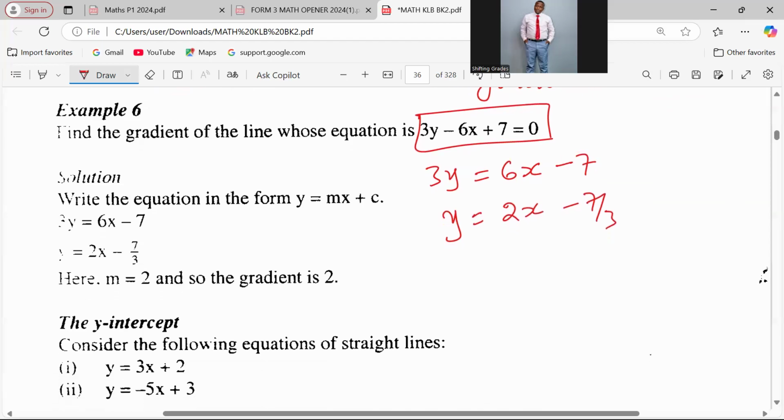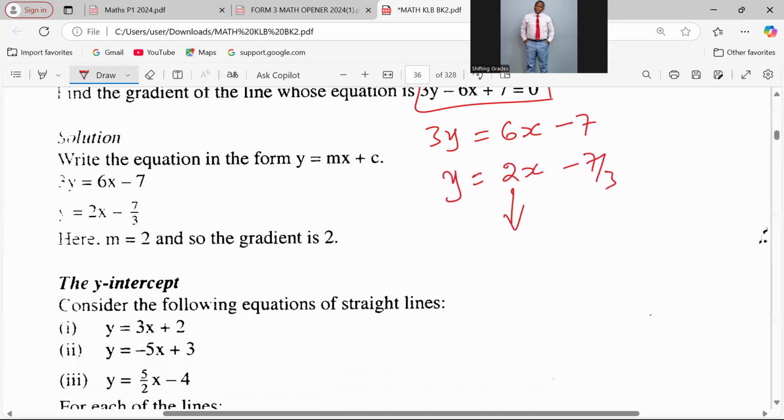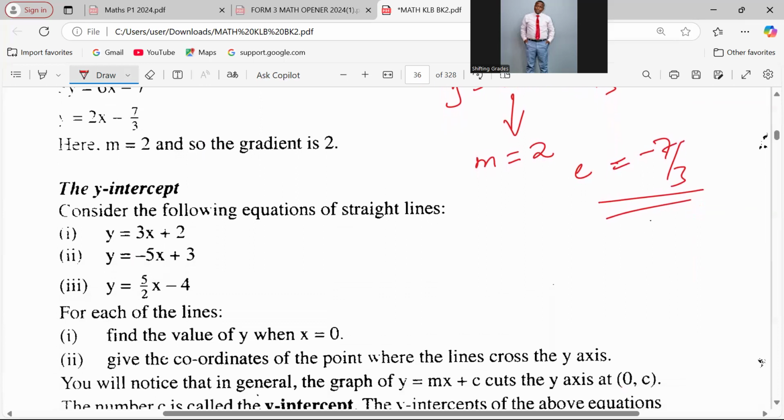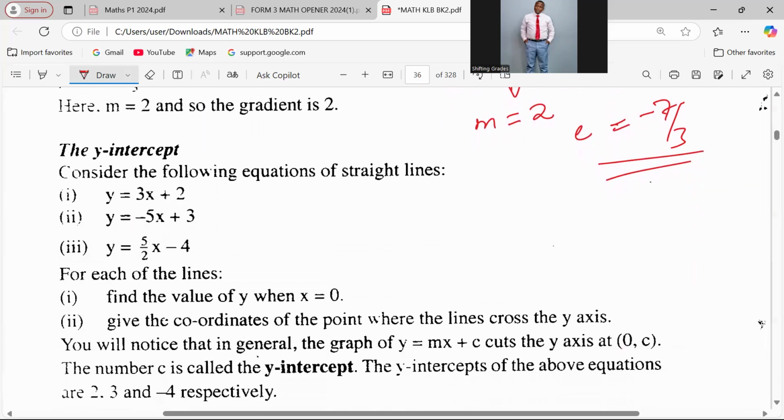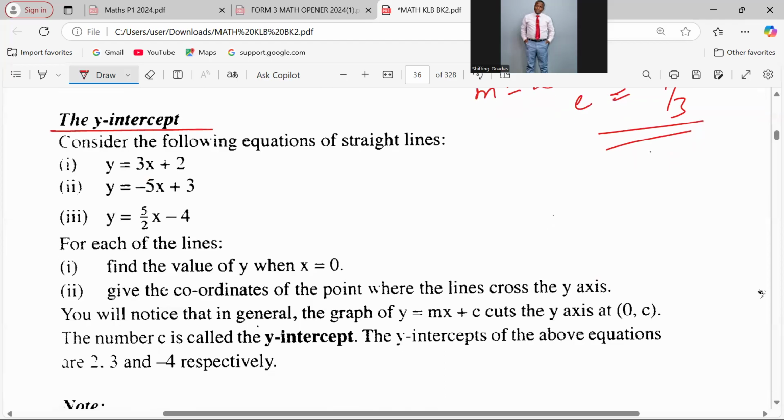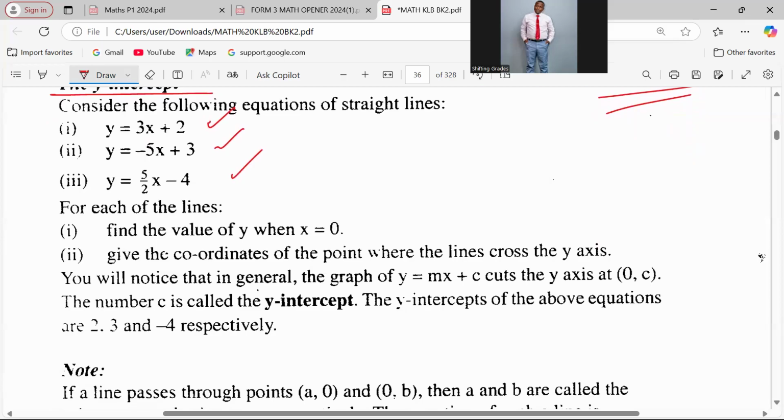With this kind of equation, we can say that the gradient m equals 2 and the y-intercept c equals negative 7/3. So what are we calling the y-intercept? I talked about it, but I repeat it because it is here. Consider the following equations. For each line, find the value of y when x is 0.